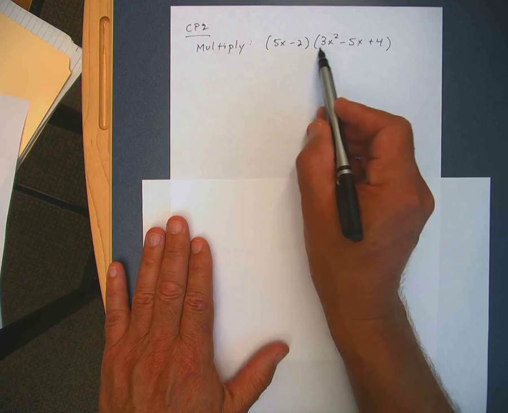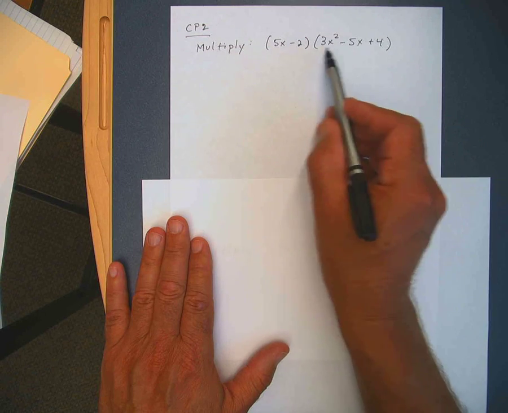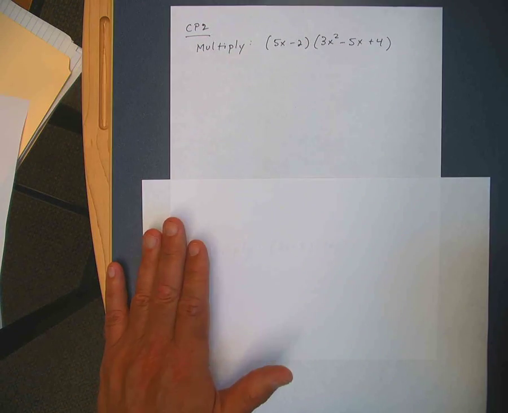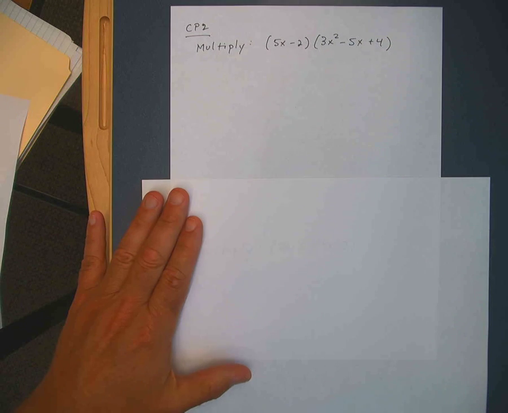One just simply writes all the terms on a line after you do the multiplications. We're going to multiply 5x by all three of those, negative 2 by all three of those, and then put them together. The second method does some gathering of like terms as you go, and so I'm going to use that one because I like that method. It saves a little gathering of terms at the end.